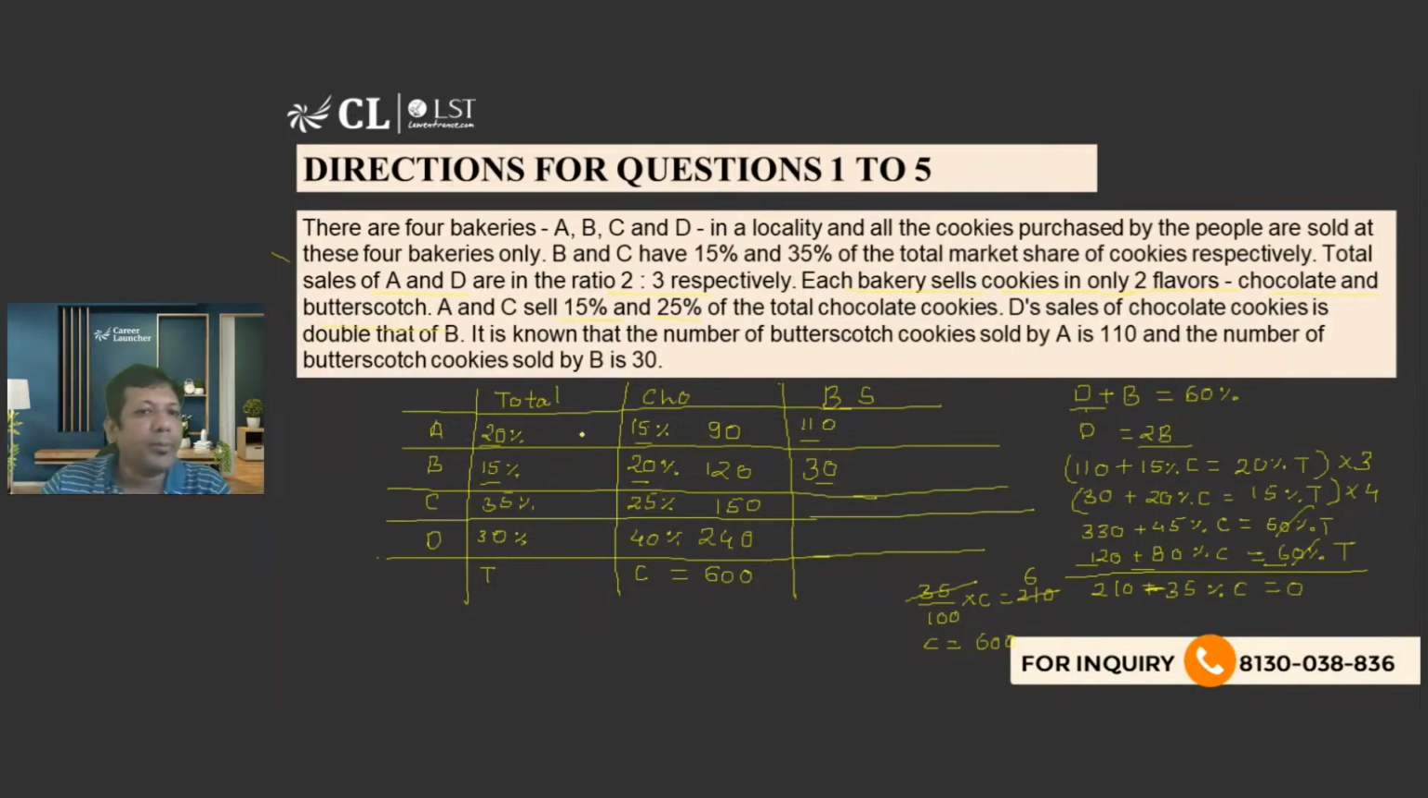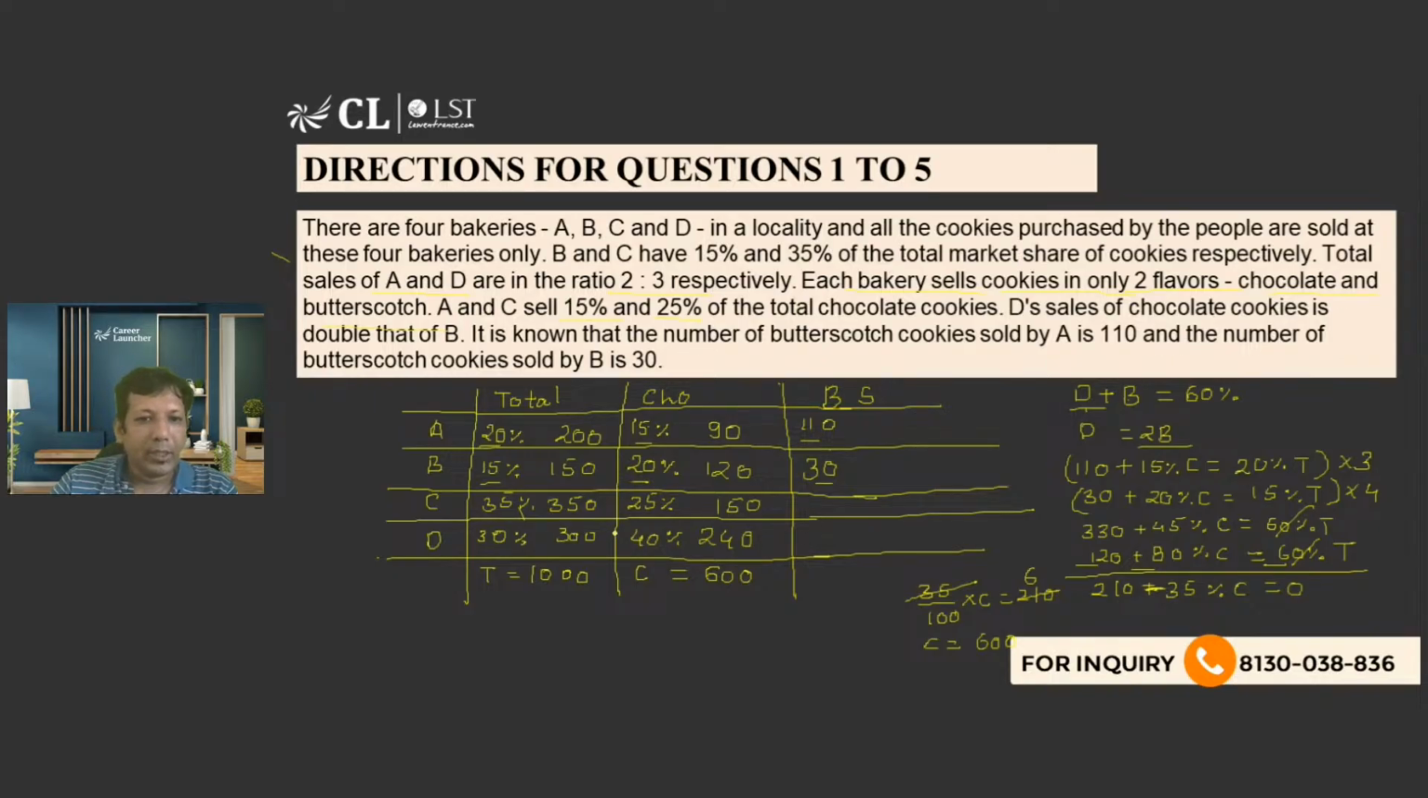Okay. Now what about total? This is 200. So 20% is equal to 200. So total comes out to be 1000. Now 15% is going to be 150. 35% is going to be 350. 30% is going to be 300.